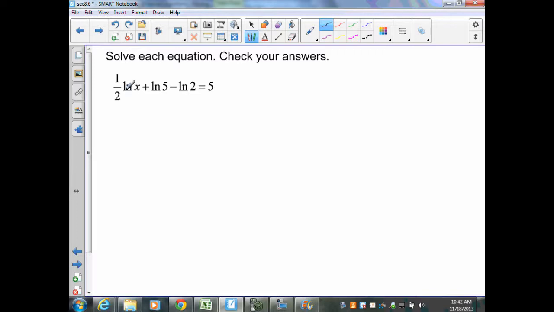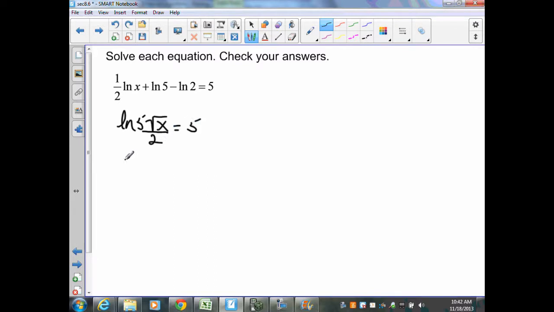I have 1/2 ln x plus ln 5 minus ln 2 equals 5. I want to solve this equation for x. Let's condense this side under one logarithm. That will give me ln, and 1/2 by the power rule is going to give me the square root of x. Plus ln 5 means I can use the product rule. It gives me 5 square roots of x. Minus ln of 2 means the quotient rule, which is dividing by 2, equals 5.